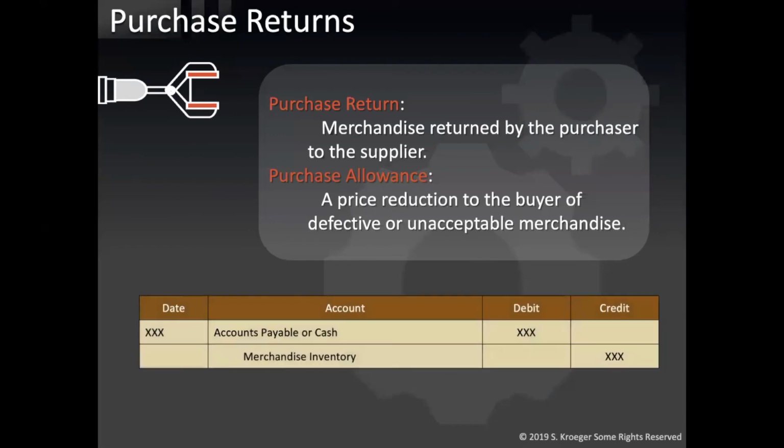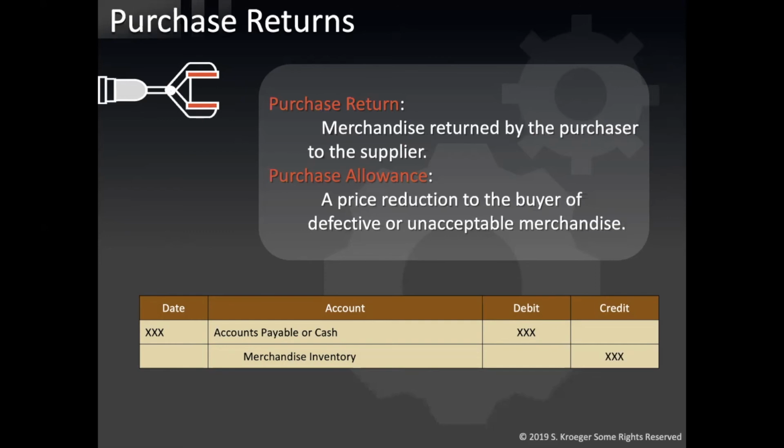We will debit accounts payable or cash and credit merchandise inventory. This is the opposite transaction of the purchase. Normally, if the initial purchase was cash, then you use cash here as well. If it was accounts payable, then continue using that unless stated otherwise.